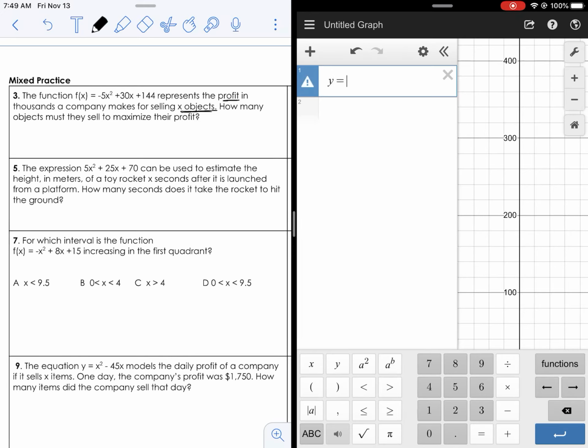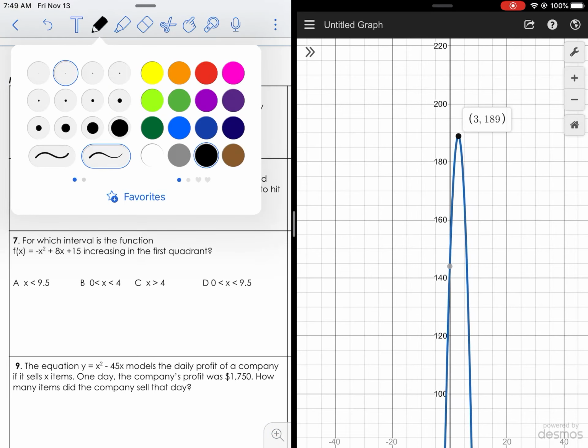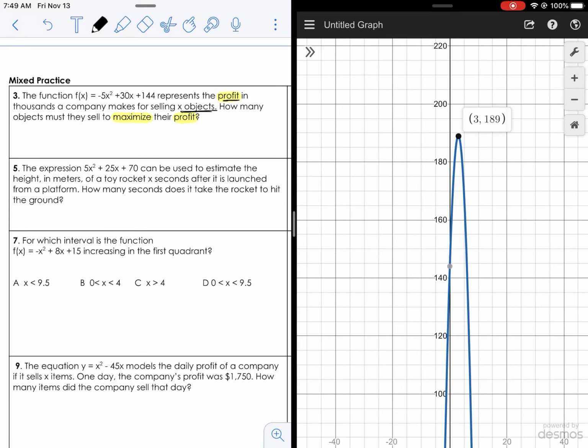So what I'm going to do is just type in my function: negative 5x squared plus 30x plus 144. And then we're going to look at this graph. It says that we want to maximize the profit, so we're going to look for our maximum. The top of that graph happens at (3, 189). And it says we want the maximum profit, and our profit is going to be our y value because it told us that x was our objects. So profit is going to be 189.